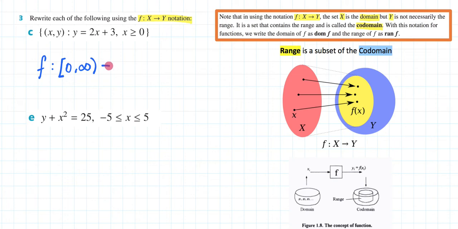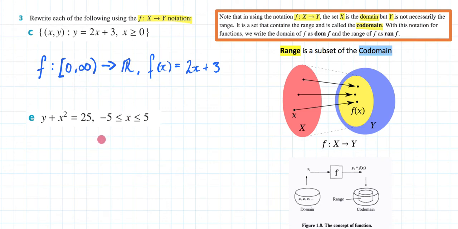I then put an arrow and put my codomain, which will be all my real numbers. And then the next thing I do is I put a comma, then f of x equals 2x plus 3. So as you can see, I have my domain and my codomain.